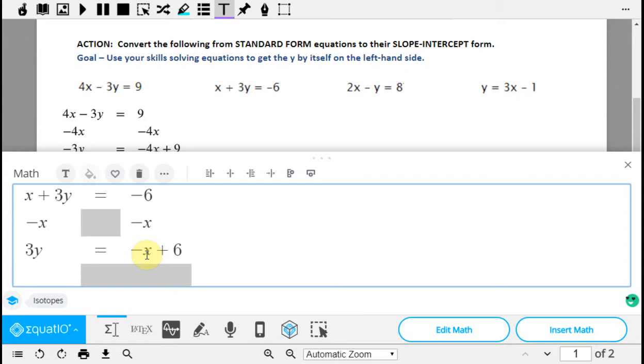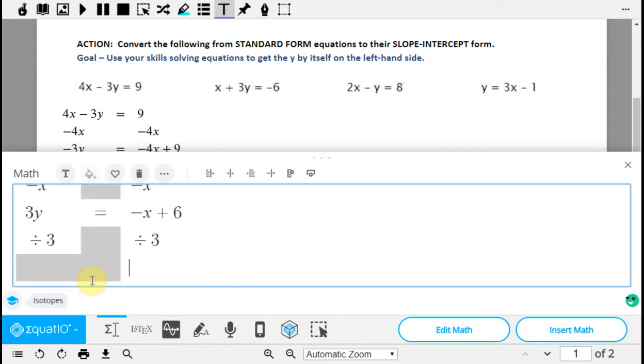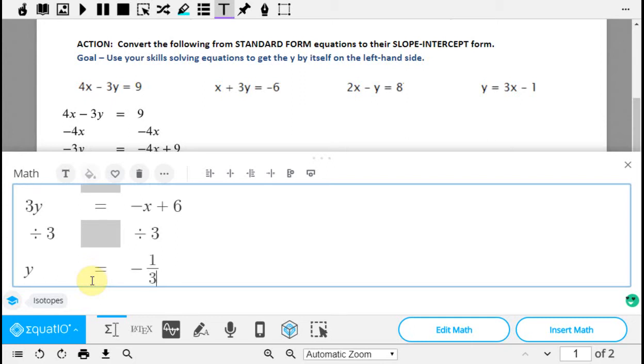We have 3y, that's a multiplication. The opposite is to divide by 3. And do the same on the other side. That leaves us with 1y, 3 divided by 3 is 1, equals, now we have minus 1 divided by 3. The overall sign is minus, different sign negative, we have a 1 over a 3. And that's the slope in front of the x, and a plus 6. And now that's done.